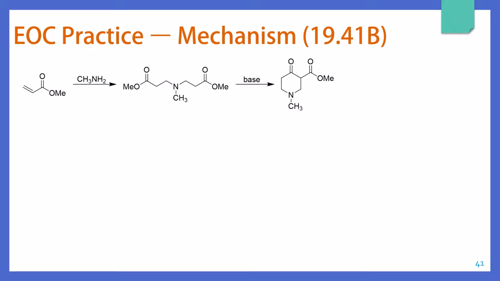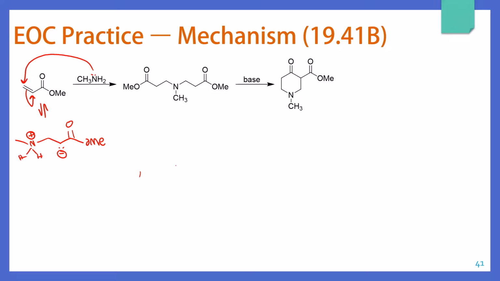My advice would be to take it stepwise, and instead of thinking about how do I get from here to here, focus first on how do these two things combine to get here, and then you can worry about the next step. So this starts off with an alpha beta unsaturated ester and a primary amine. So this is telling us that we are going to do a Michael addition. So the primary amine is going to attack in the beta position, which gives us this intermediate.